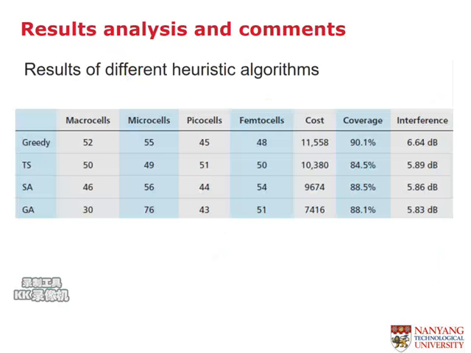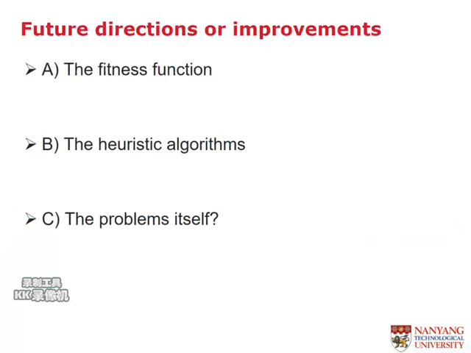Although the coverage is better, the interference is very bad. For GA, the coverage is not the best, but the cost and interference are relatively more promising. It outperforms the other two algorithms. And for the future directions and improvements, we just denote these three. Actually, this paper is really easy to understand, so here we figure out several improvements. The future directions and improvements will be presented by my partner Shaohan.